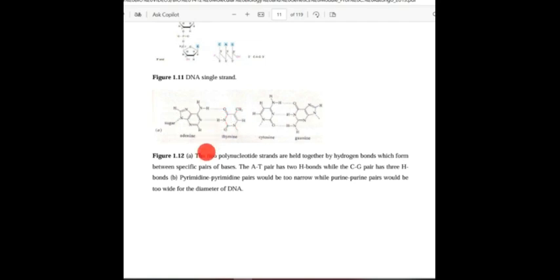And of note, you also have to note how many bonds actually exist between the two. If it's between adenine and thymine, you have 2 bonds. If it's cytosine and guanine, you have 3 bonds. 1, 2, 3. Okay, this will come in handy in the other questions.